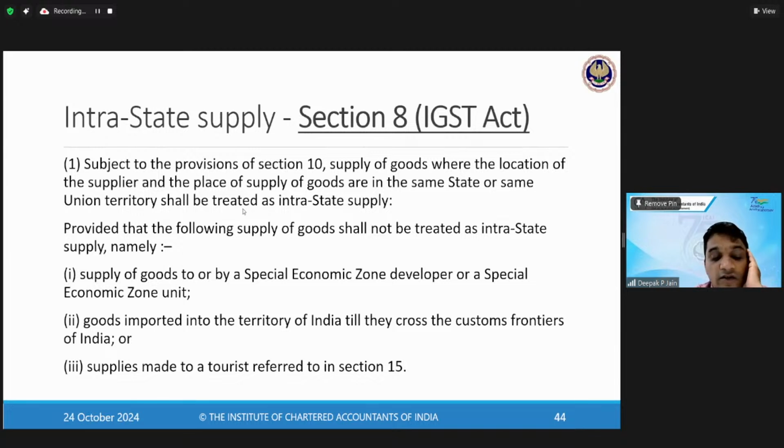So supply of goods by a SEZ to a SEZ, or by a local person to a SEZ, is treated as interstate. So these are the exceptions to an intrastate transaction.